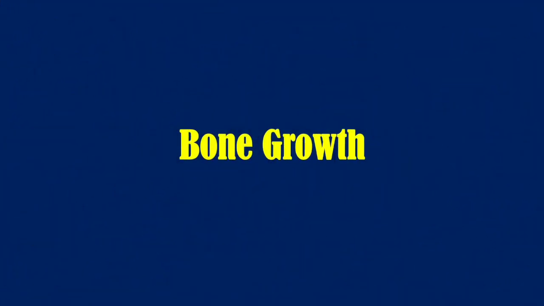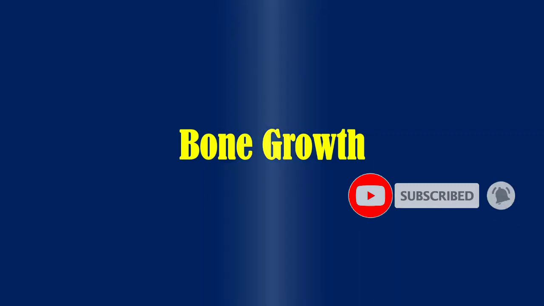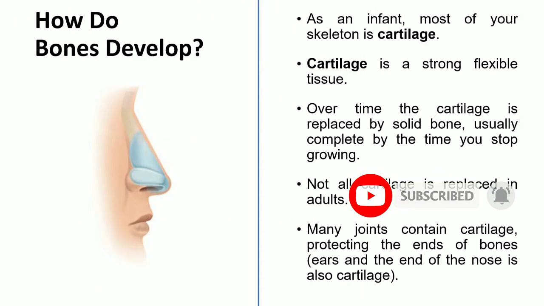So that was all about the different types of bones. Now let's see bone growth. How do the bones develop? In infants, most of the skeleton is composed of cartilage. This cartilage is nothing but a strong, flexible tissue. But as time passes, this cartilage gets calcified and becomes solid bone.